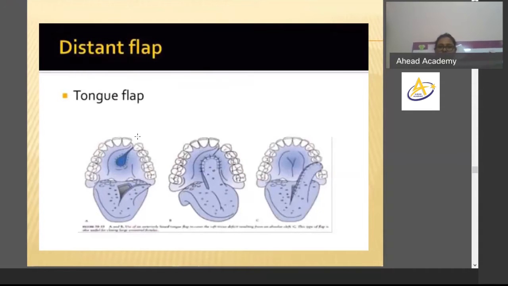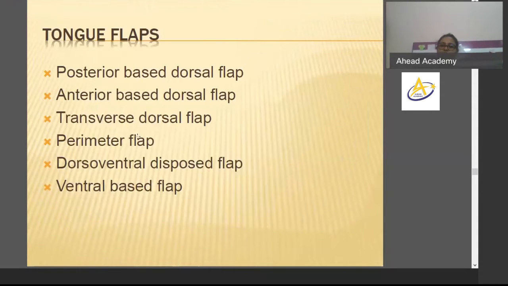Moving on. Tongue flaps कौन कौन से हो सकते हैं? Posteriorly based, anteriorly based, transverse, perimeter, dorsoventral and ventral. So ये हम सब पढ़ेंगे when we will do graft and flaps. But for the namesake, you should be knowing all these.